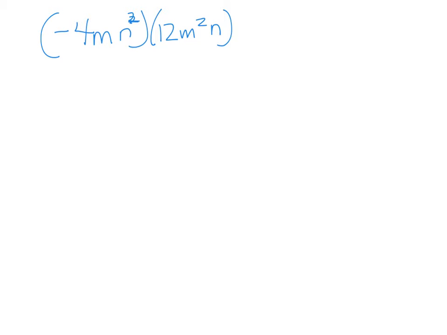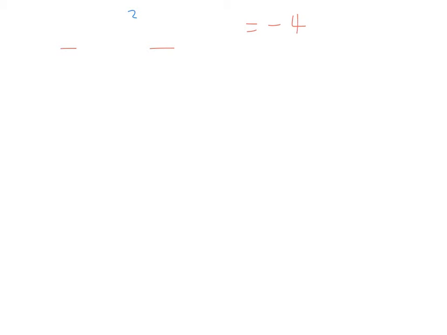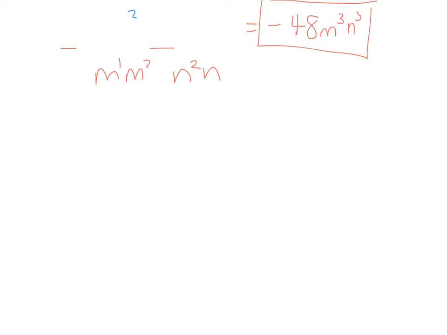Negative 4mn squared, this is squared, times 12m squared n. Go ahead and try this problem on your own and see if you're getting it. So I'm going to multiply the negative 4 times the 12 and get negative 48. And then m times m squared, well, I have to add the 1 plus 2 and get m to the 3rd. And then n squared times n is also n to the 3rd. So negative 48, m to the 3rd, n to the 3rd.